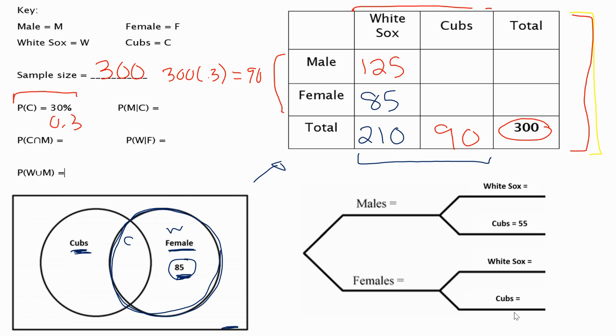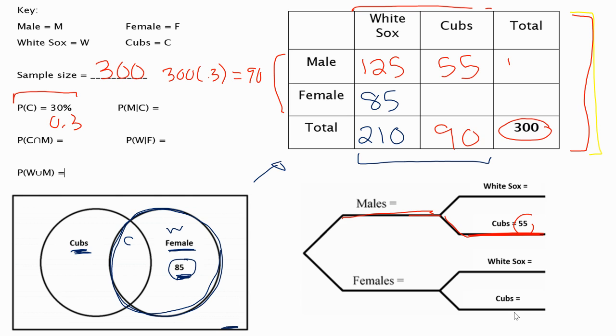And then now I'm going to go to my tree diagram and see if there's anything else I can pull. So I also have here that this is my male, like this 55. So of males, 55 are Cubs fans. So there's 55 males that are also Cubs fans. So I'm going to put 55 right here. And now I can fill in the rest of this table.